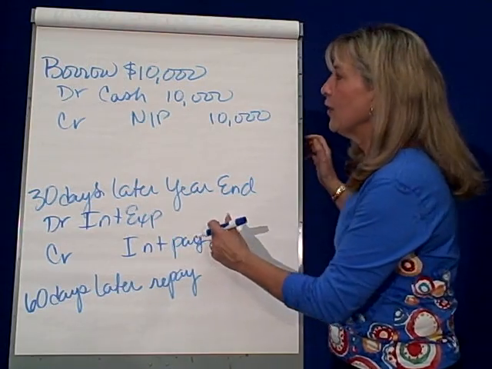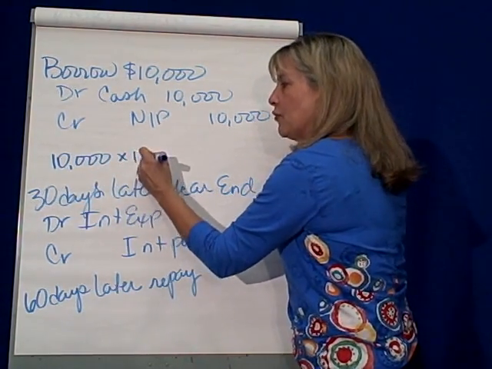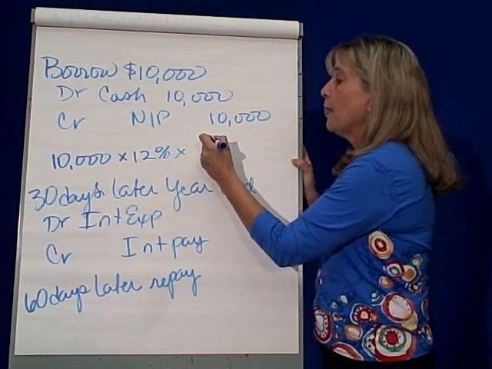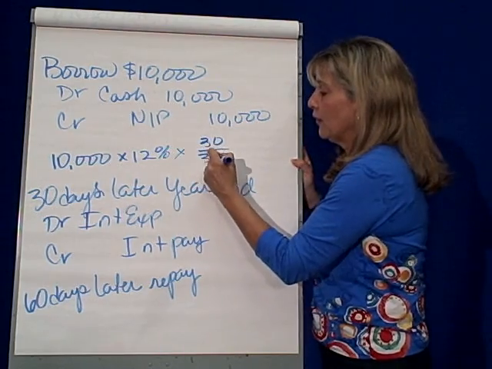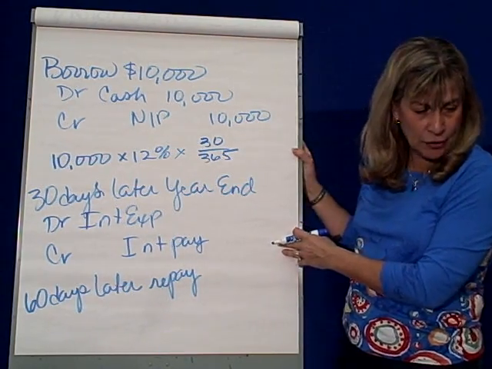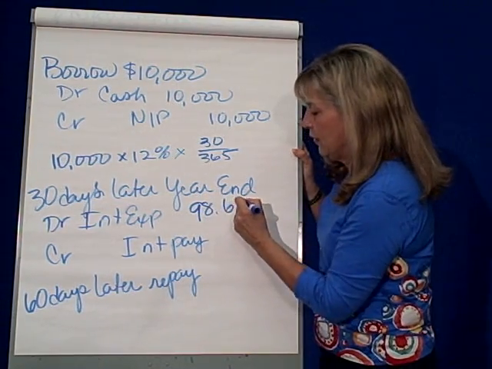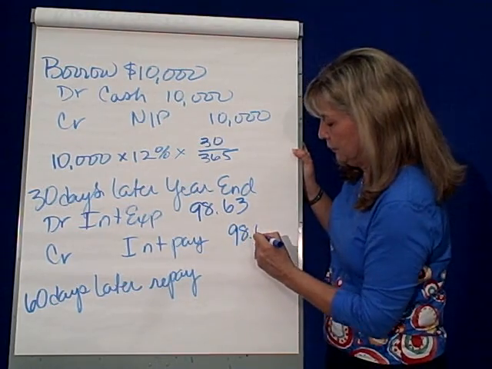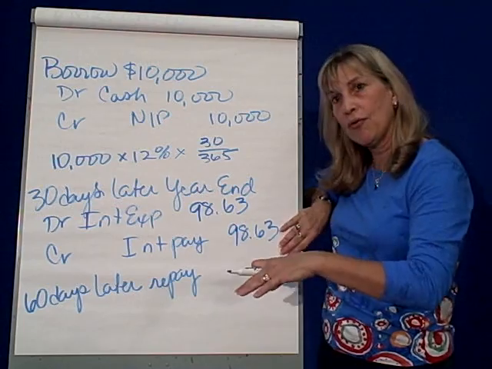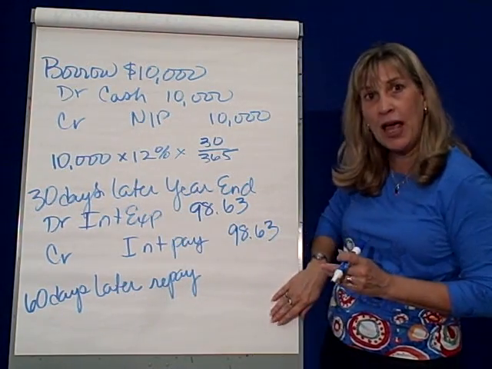So how do we get this? Well, it's the principal of $10,000 times the interest rate of 12%. And how many days have passed? 30 over 365ths. So the amount of the interest expense here is $98.63. So that's accruing through year end. We go through our closing entries, the interest expense goes away, the interest payable stays.